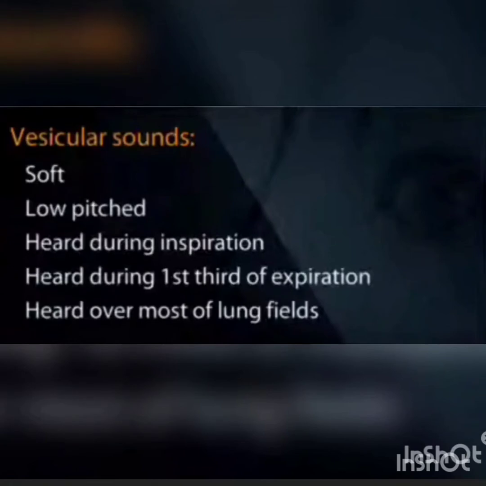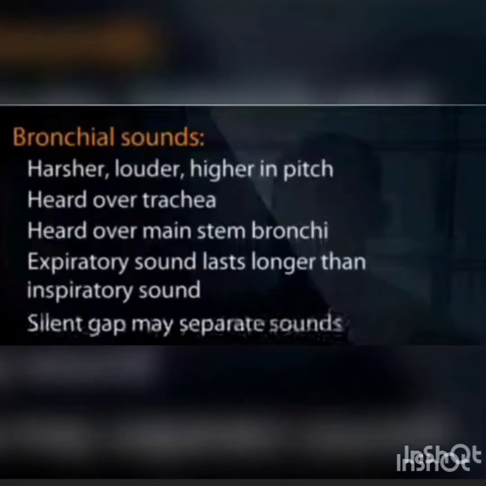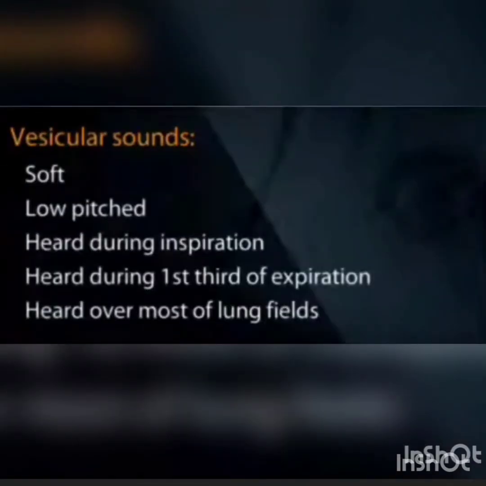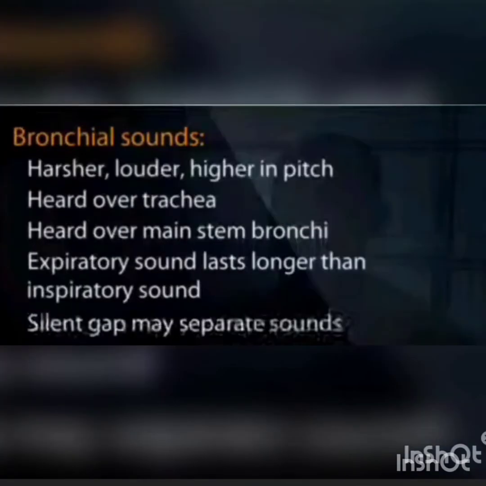Vesicular sounds: soft, low pitched, heard during inspiration, heard during the first third of expiration, heard over most of lung fields. Bronchial sounds: harsher, louder, higher in pitch, heard over the trachea, heard over the main stem bronchi. Expiratory sound lasts longer than inspiratory sound. A silent gap may separate sounds.